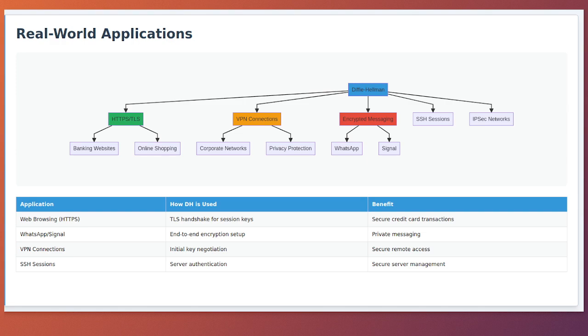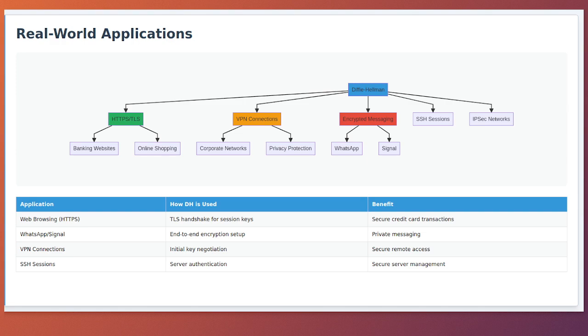Messaging apps. Popular encrypted messaging apps like WhatsApp, Signal, and iMessage use variations of Diffie-Hellman. Signal, for example, uses the extended triple Diffie-Hellman protocol, which involves multiple Diffie-Hellman exchanges to provide even stronger security guarantees.